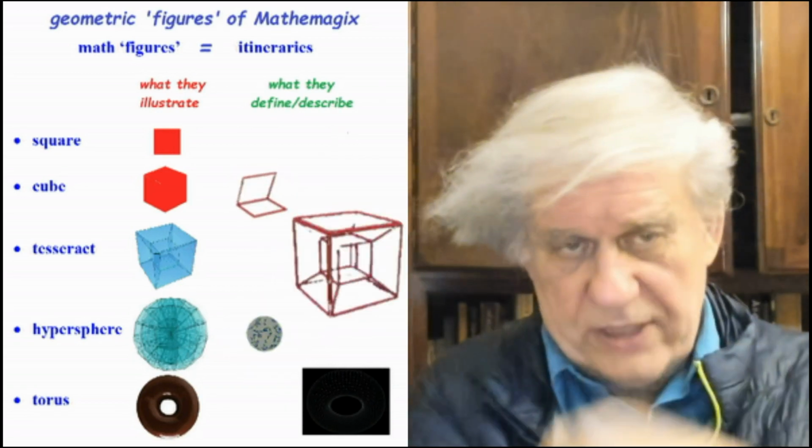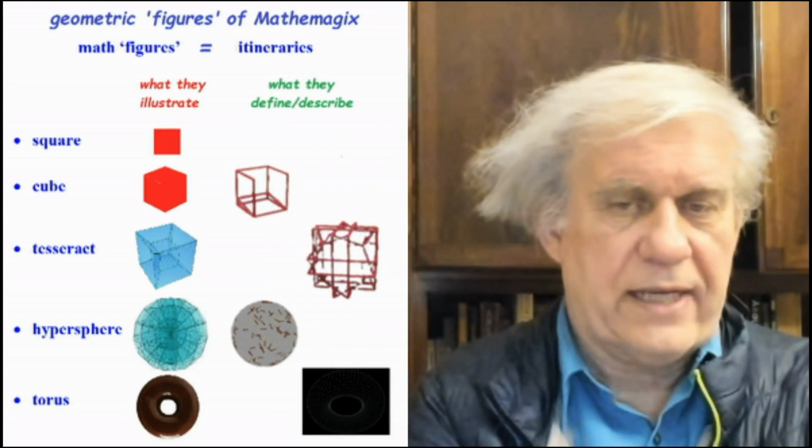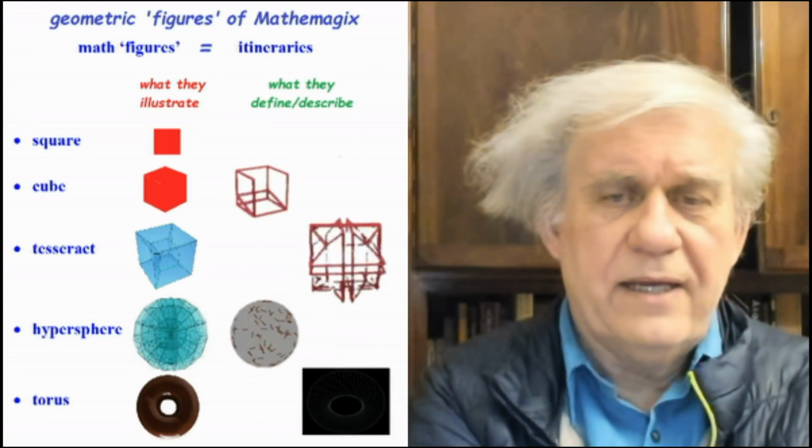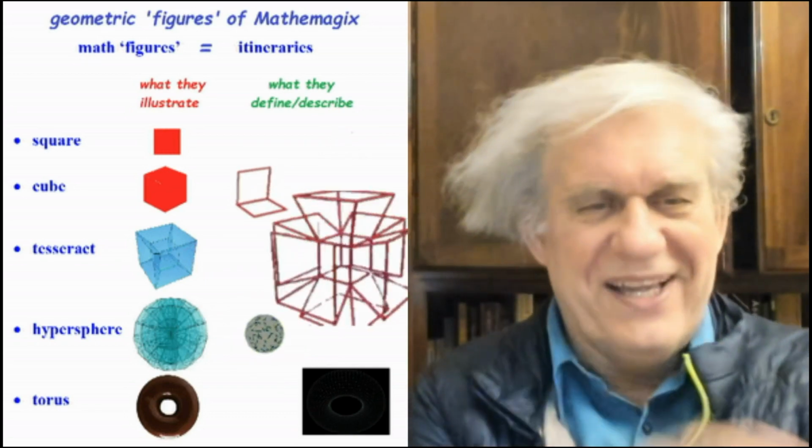But that's not what they show. What they show is that red thing that looks like a square there. For physics, that's a square. For math, that's what you get on the other side. This is what you order, that's what you get in the mail.